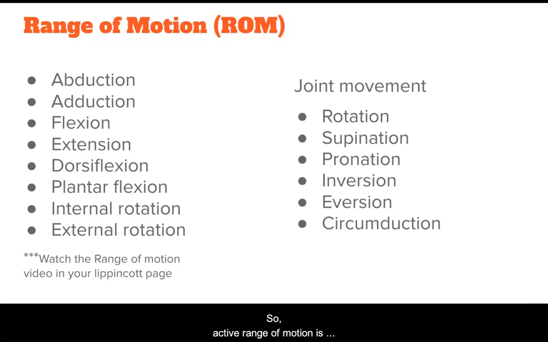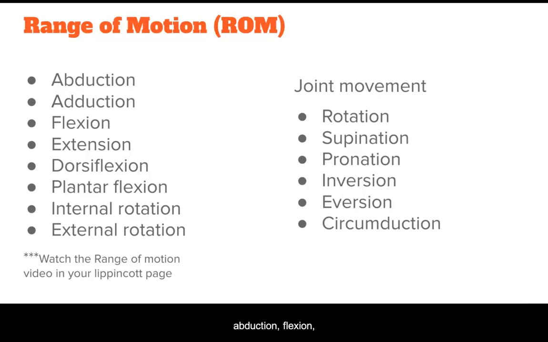Active range of motion is when your patient can do it by themselves without you helping them. Passive range of motion is when you assist your patient in doing range of motion exercises because they have weakness or are unable to do it themselves. Think of somebody who is a paraplegic or quadriplegic who has no ability to move. Then we provide that passive range of motion to prevent muscle wasting.